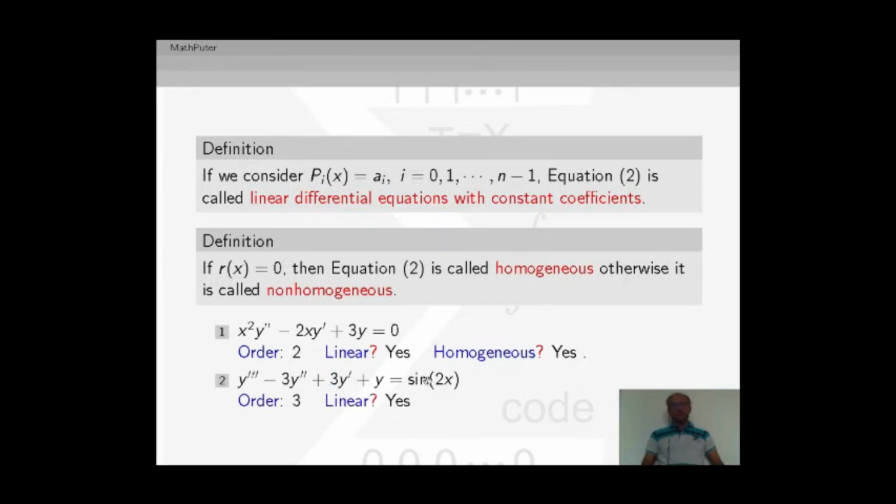What about the right hand side again? The right hand side is a function of x, sine 2x, which is non-zero. So this is a non-homogeneous differential equation. Okay. So now if you are given any differential equation, we are able to identify its order, whether it is linear or not, or whether it is homogeneous or not.